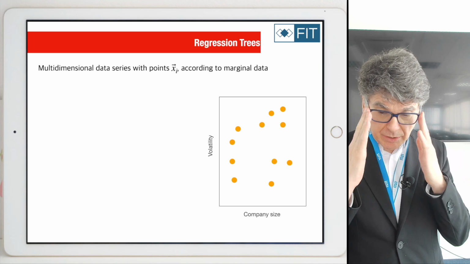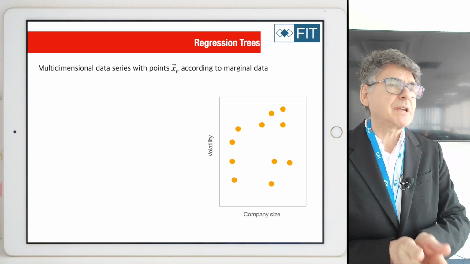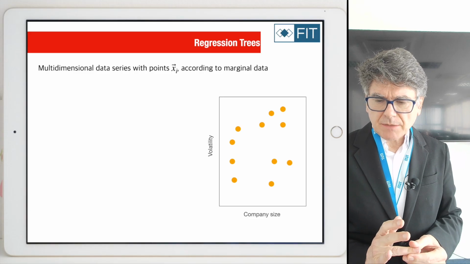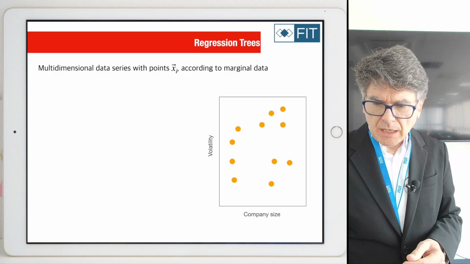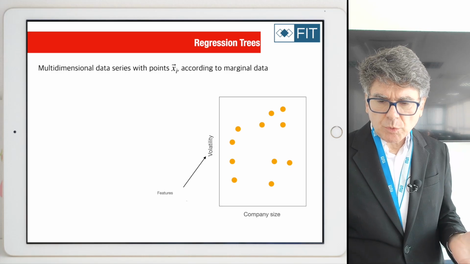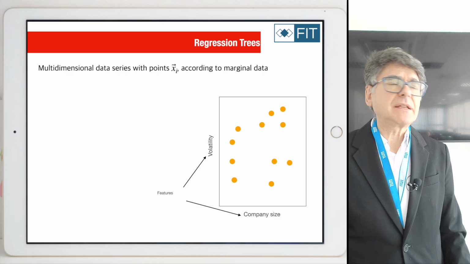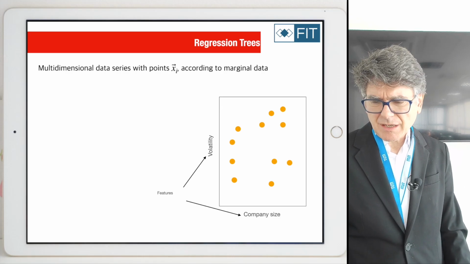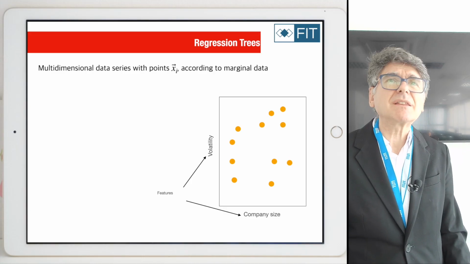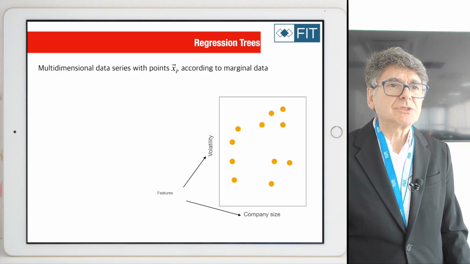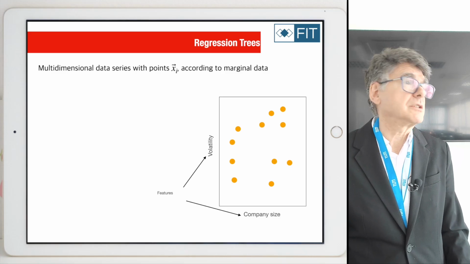And I want to do it not in general, just to focus on one example. Let's say that I have some data that links volatility and company size. This is what we call the features. And if the relationship in my database is this, there's no way I can make any linear relationship between them. There's nothing. So I can resort to voodoo or I can resort to machine learning.